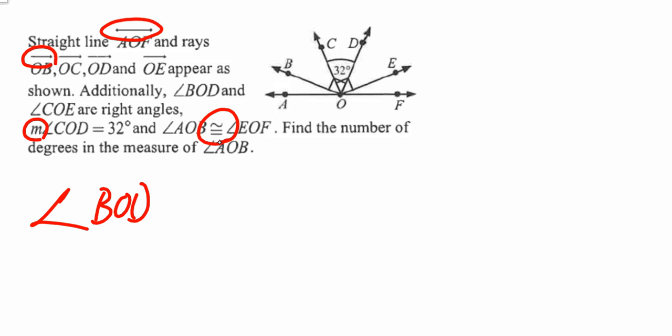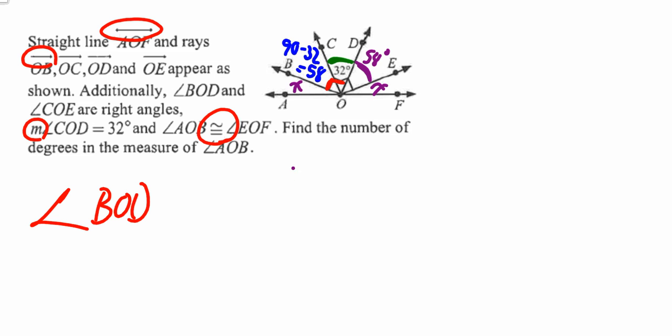So what you needed to see here was that from B to O to D, so right here, that was 90 degrees, which means if this part here is 32, then this part must be 90 minus 32, or 58. Likewise, from C to O to E, it's the exact same situation, but on the other side. So this angle here is also going to be 58. And then you've got this and this, which will be the same.